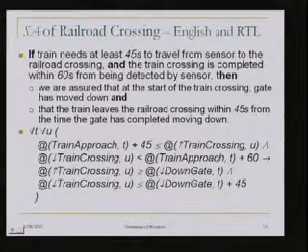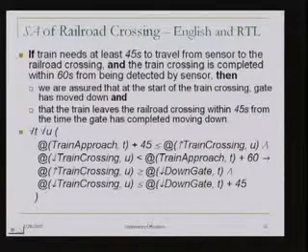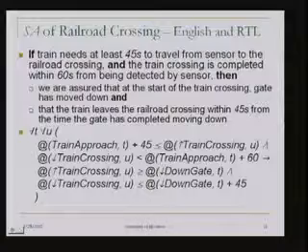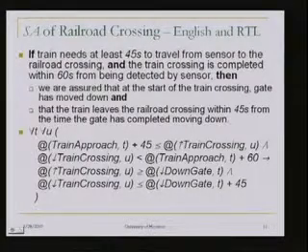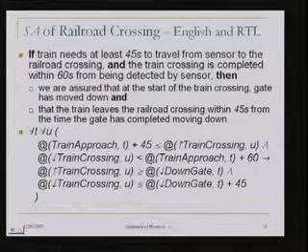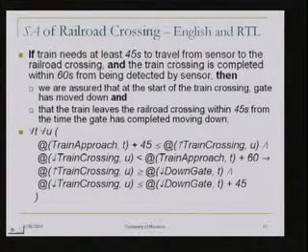Now, the next thing we like to say is if the train needs at least 45 seconds to go from the sensor to the crossing, and the train crossing is completed within 60 seconds from being detected by the sensor, then we are guaranteed that at the start of the train crossing, the gate has moved down, and that the train leaves the crossing within 45 seconds from the time the gate has been completely moved down.